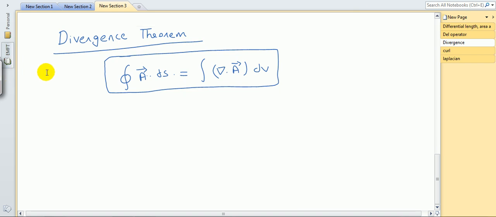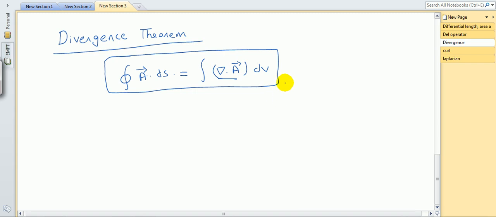In other words, we can also say that the divergence theorem states that the total outward flux, that is A dot ds, of a vector field A through the closed surface which I am taking, will be equal to the volume integral of the divergence of this field. So this is the divergence theorem.